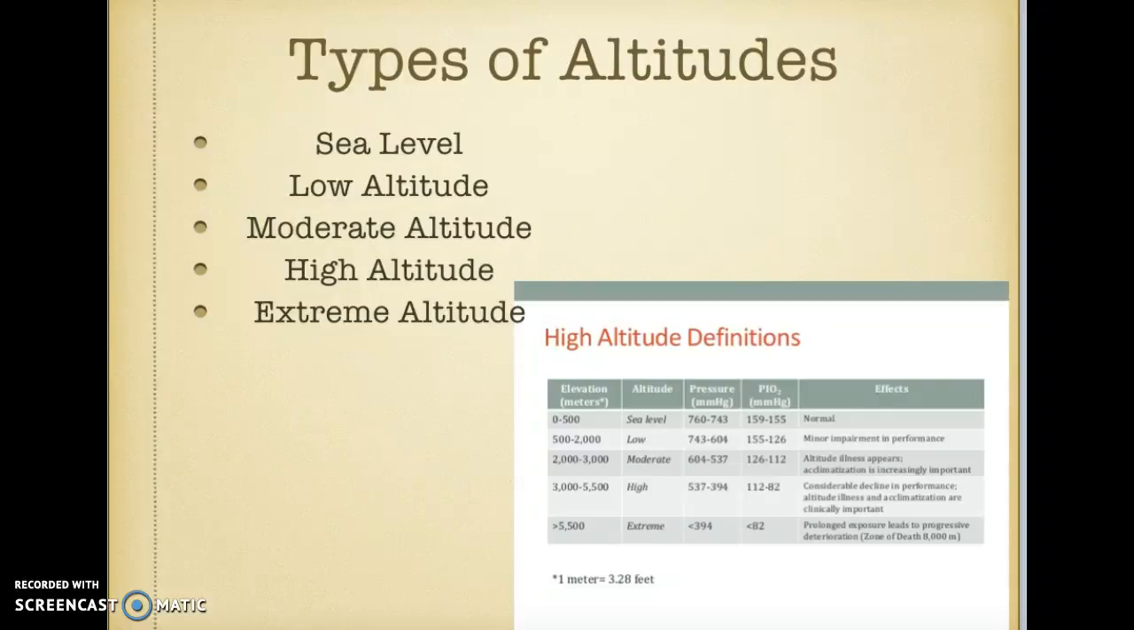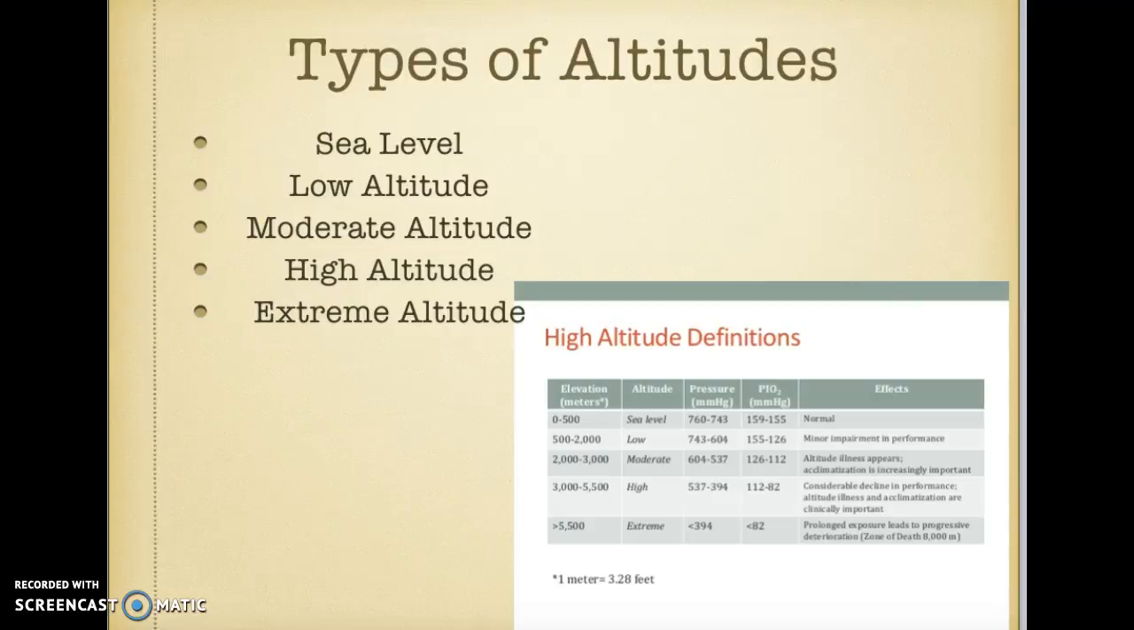There are different types of altitudes. We have sea level, which is at the elevation of 0 to 500 meters, and the aerobic pressure at this point is 706 to 743. The PiO2, which is the partial pressure of inspired oxygen, is 159 to 155 millimeters of mercury. The effect of that is normal.